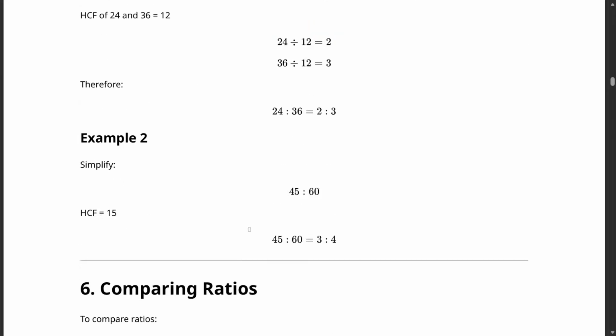So student, ratio and proportion is a very easy chapter, and it is very important to learn, as many questions are asked in various competitive exams. So we will learn every single thing covering ratio and proportion.